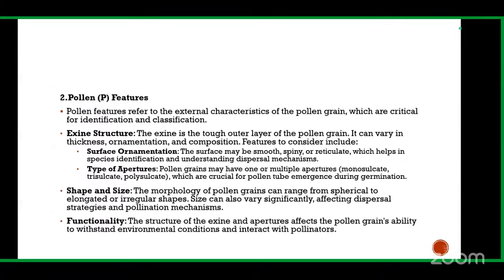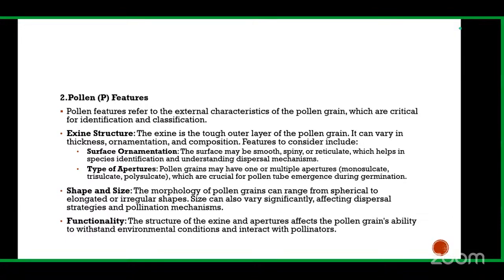Next is the pollen, number two, the P. What is pollen here? The pollen features refer to the external characteristics of the pollen grain, which are critical for identification and classification. What are those external characteristics? First is the exine structure. We have discussed that the exine is a very tough outer layer made up of sporopollenin, and it can vary in thickness, ornamentation, and composition related to species. In surface ornamentation, some you may find smooth, some spiny, some reticulate. So it helps in identification of the species.